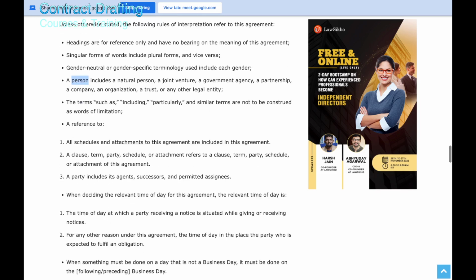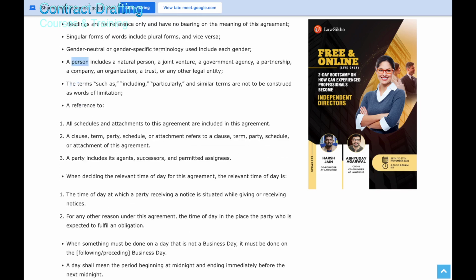All schedules and attachments are included in this agreement, so they have to be read as part of the agreement. The terms clause, term, party, schedule refer to the clause, term, party, schedule, or attachment of this agreement. A party includes its agents, successors, and permitted assigns. So this is the interpretation clause that we use in the contract.